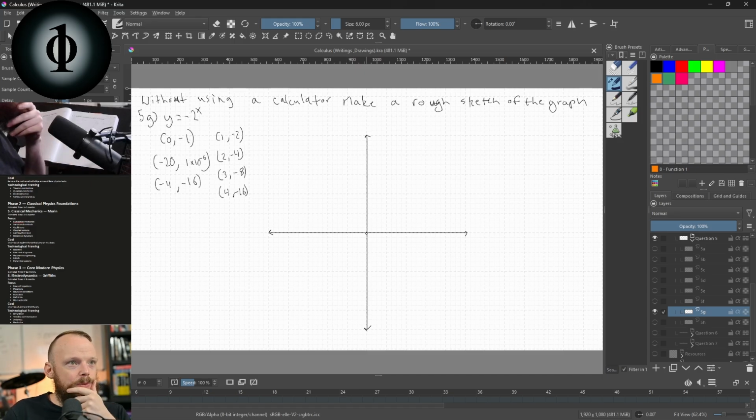All right, 0, negative 1. Negative 20. I mean, we're pretty much right there. We're close. And negative 4 is negative 16. Negative 4. Well, how the hell does that work?